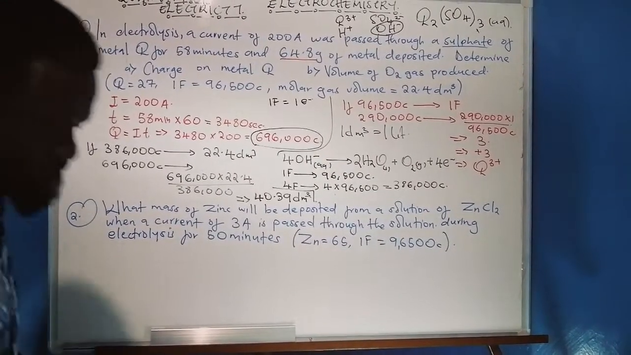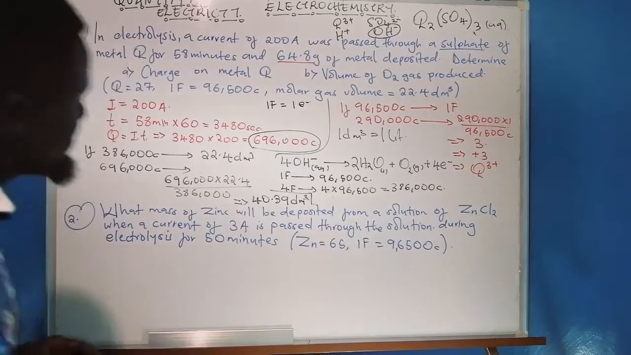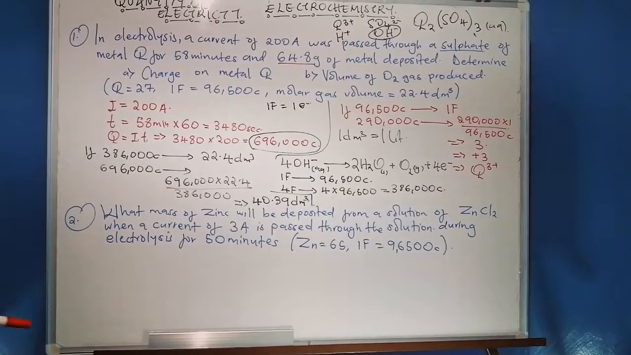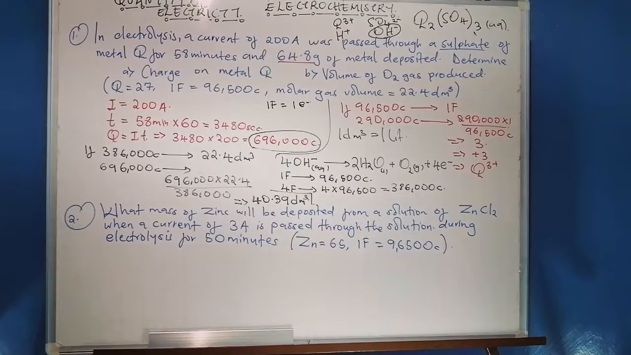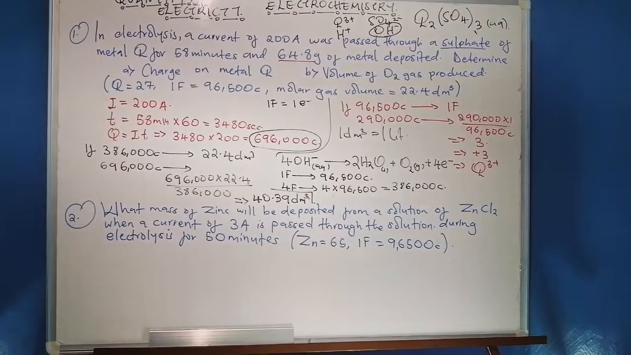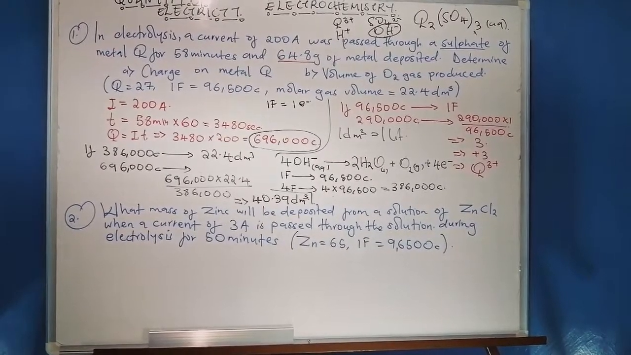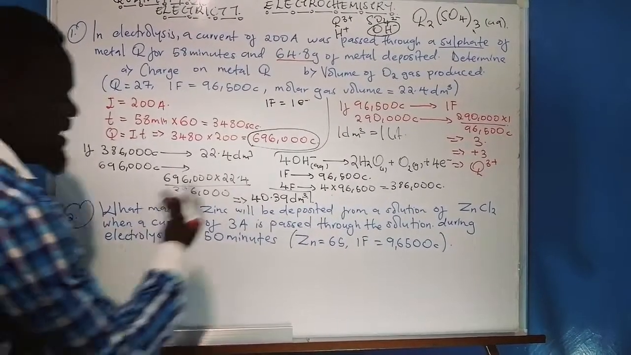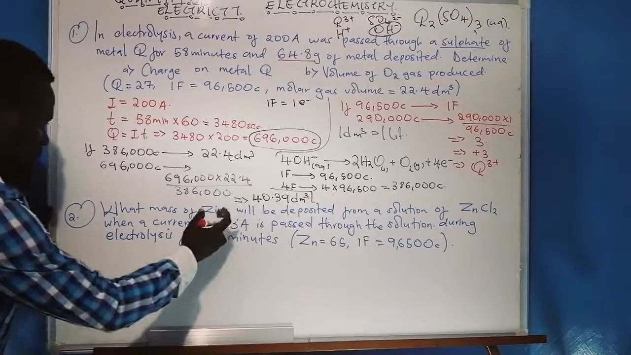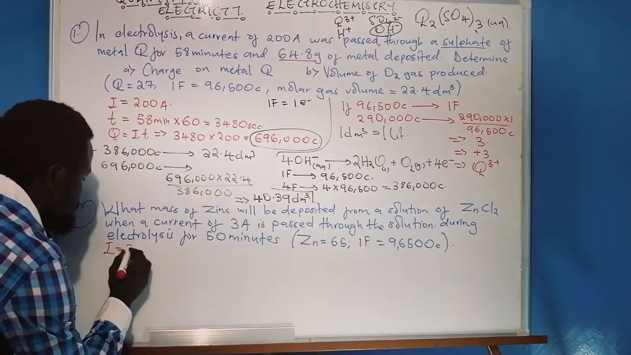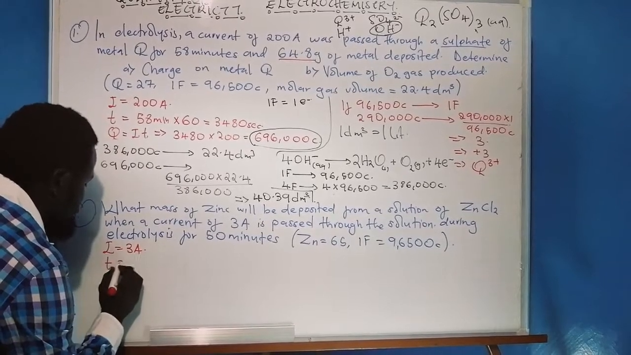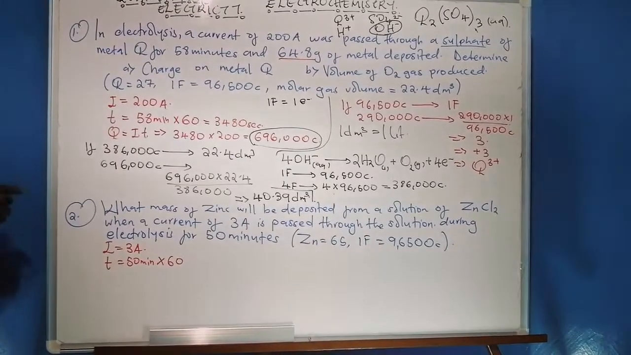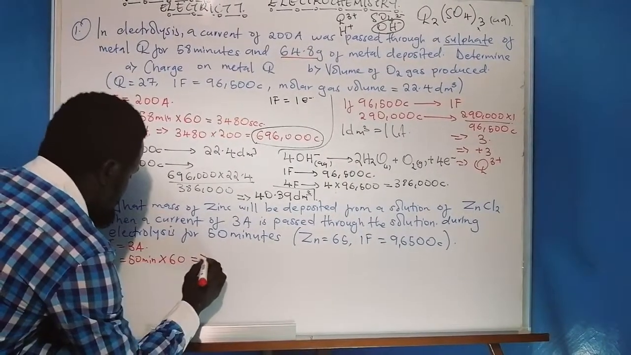Now let us get to question 2. It is another very simple question to tackle. We've been asked, what mass of zinc will be deposited from a solution of zinc chloride when a current of 3 amperes is passed through the solution during electrolysis for 50 minutes? The first thing, as I said earlier, write down whatever you've been given. What are we told? That the current I is equal to 3 amperes. Time is equal to 50 minutes. And I must convert it into seconds. So what will be the answer?